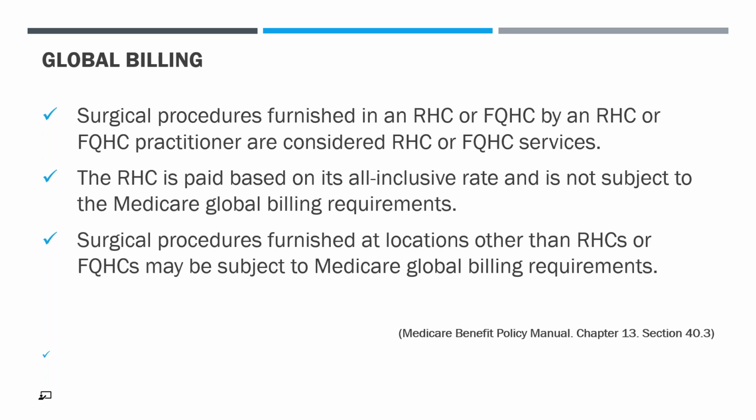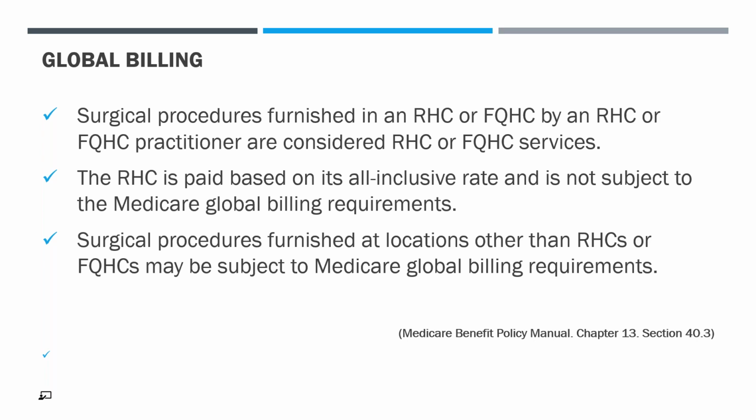Now, the trick is that services provided at other locations other than the RHC are subject to Medicare global billing requirements. So our surgeon that may see patients in our rural health clinic, that does surgery at the hospital and does follow up at the rural health clinic, that surgical global billing period will follow the patient to the rural health clinic, and you would not be able to get an encounter for a globally billed surgery out of the hospital.